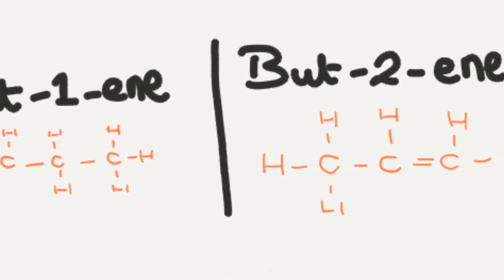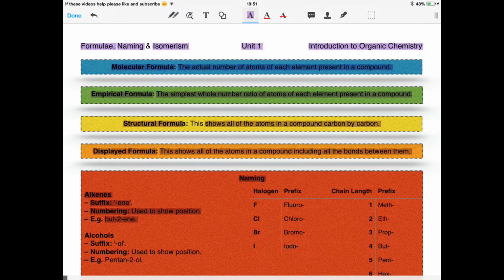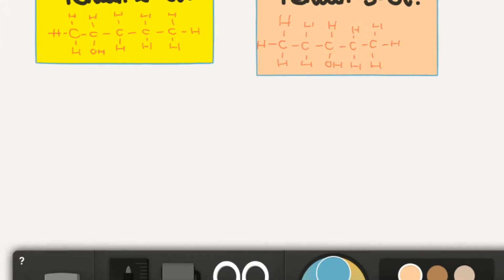In terms of alcohols, we use the suffix -ol for these, and again numbering is necessary to show the position, for exactly the same reason as I said for the alkenes. It could be on a different position, which would make it a position isomer, which I'll come on to later. The example I've got here is pentan-2-ol, and there should be an example on the screen right about now.